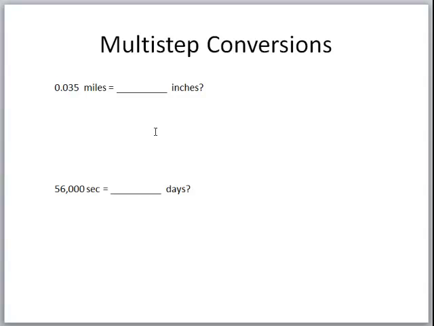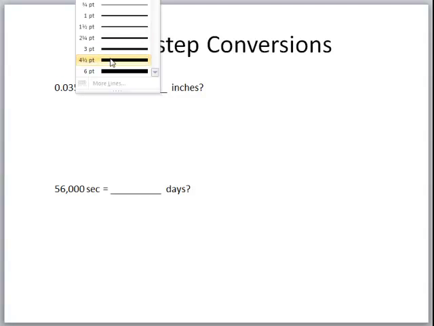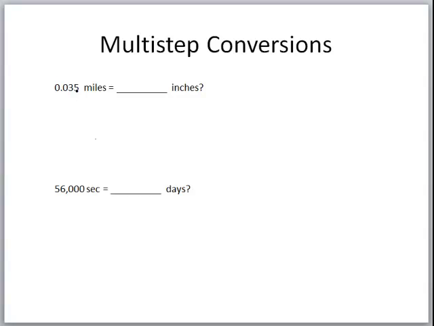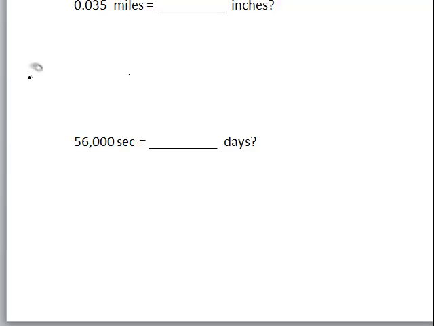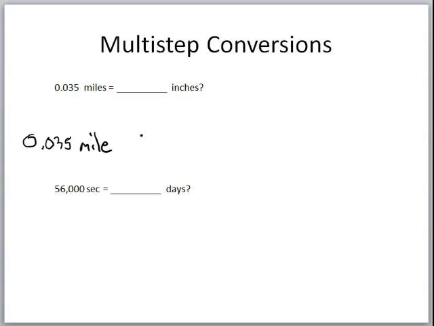Okay, let's take a look at what we refer to as a multi-step problem. In a multi-step problem, you have to use more than one conversion factor. So let's start our problem. We have 0.035 miles. And what we want to do now is convert to inches. So again, set up your first conversion factor. And what was the rule? The unit that we start with goes in the denominator.